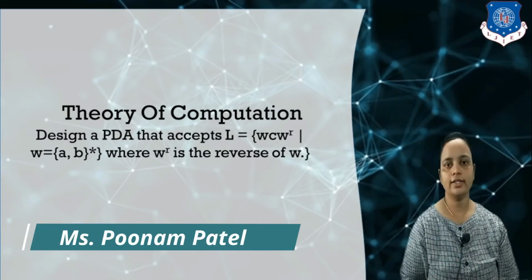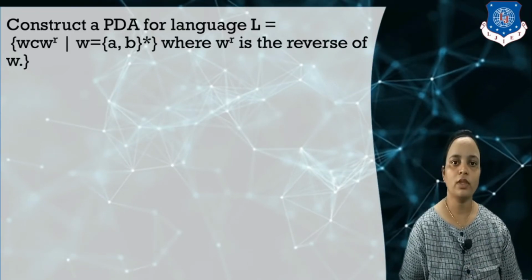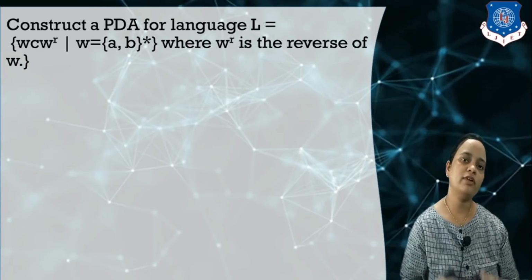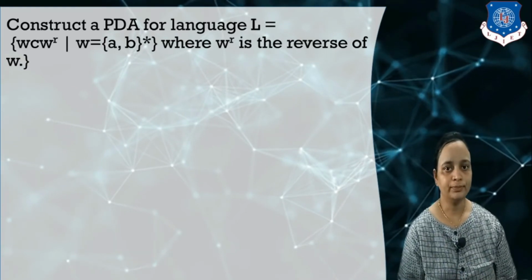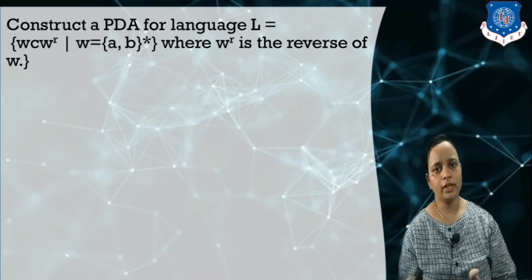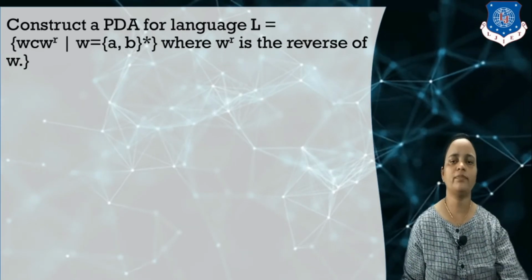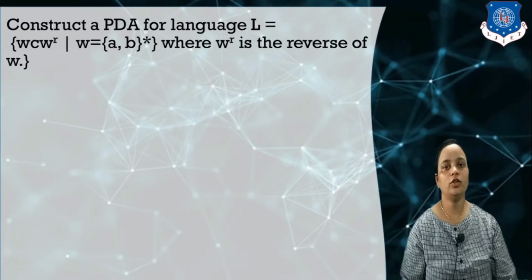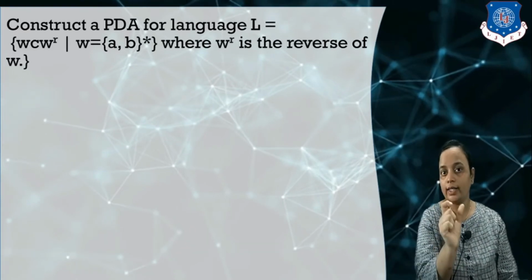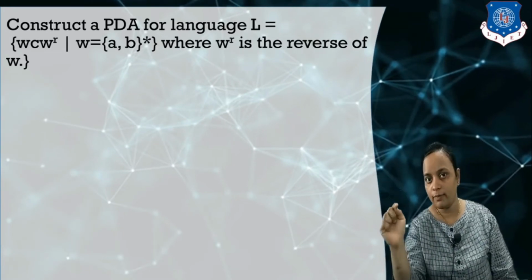Let's start to understand designing a PDA for this given language. Before designing the PDA, we need to take a valid string, and by using this valid string we design the logic for this language. Here, whatever string the W part contains, its reverse is contained in W raised to R.